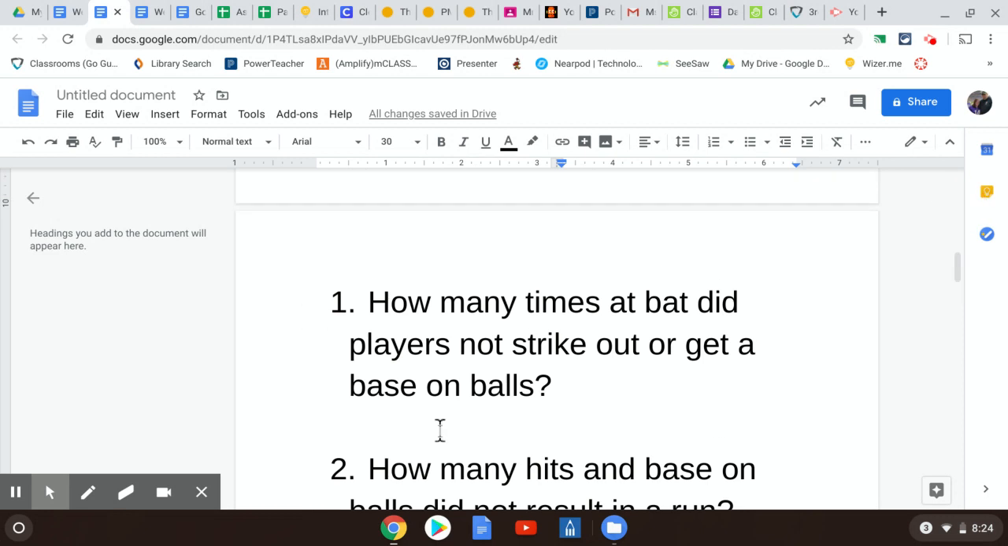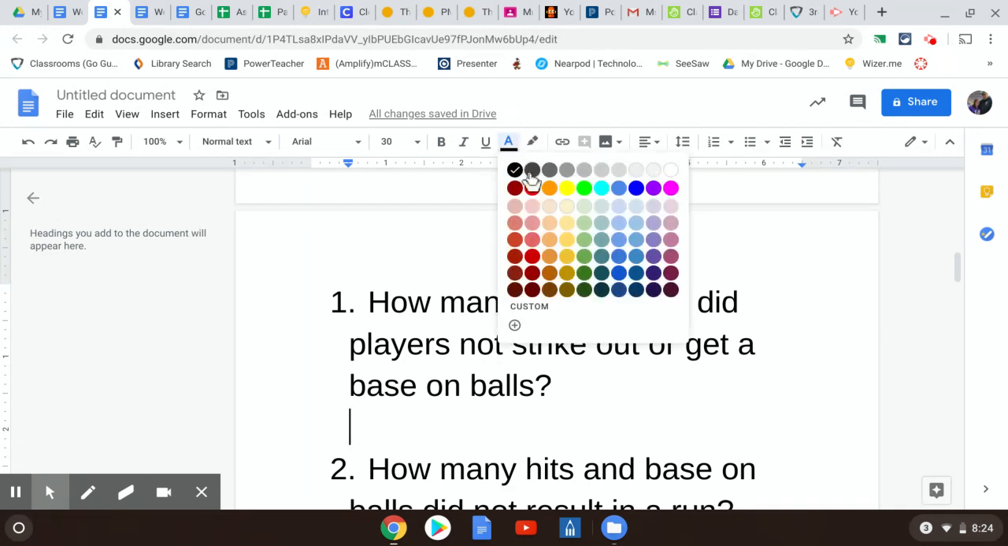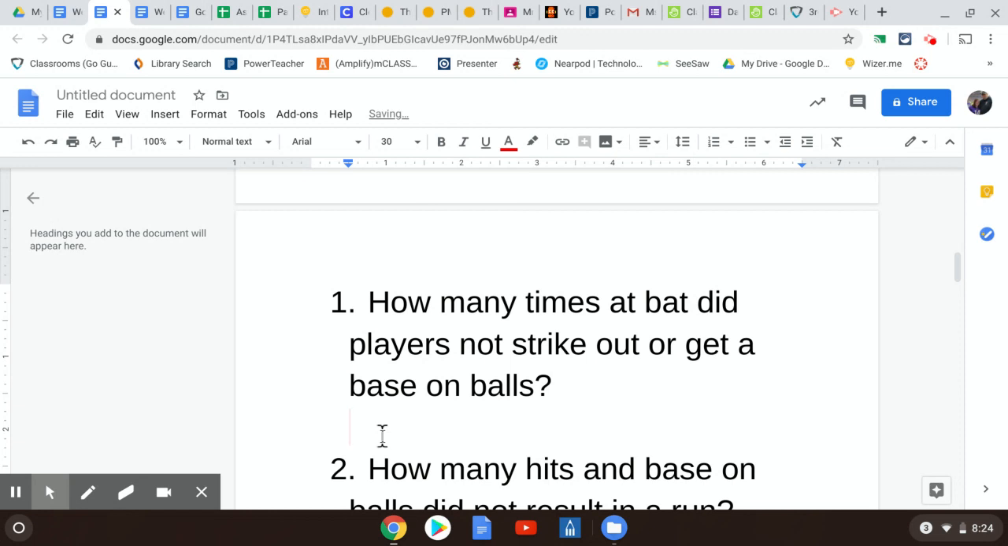So number 1, it says how many times at bat did players not strike out or get a base on balls? So first off, since it says how many times at bat, we need to look at the graph where it says times at bat, and that number is 155. So that is what we're going to start out with, is 155. And you're going to end up minusing because it says did not strike out or get base on balls. So we're going to minus a number eventually.